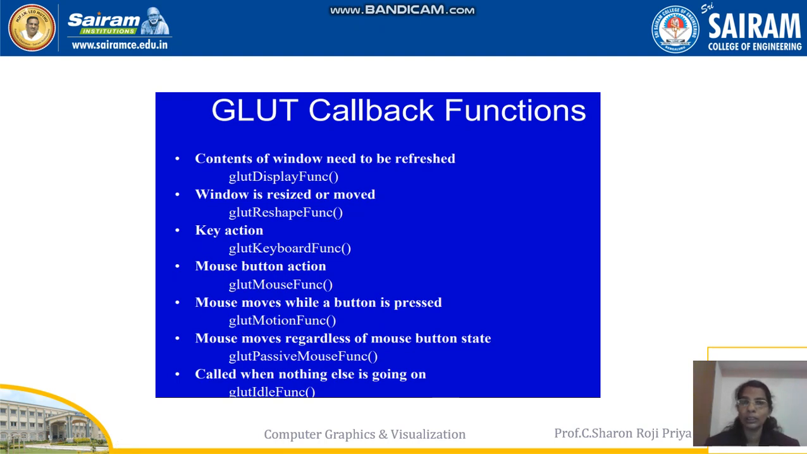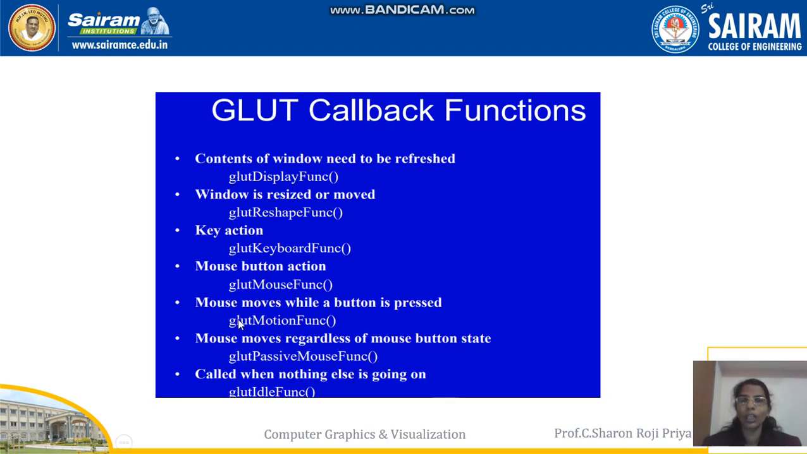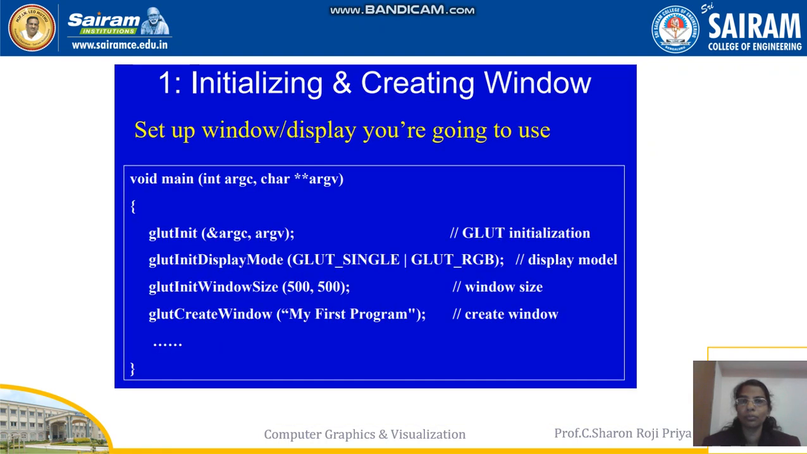So these callback functions are related to events. Whenever I resize my output window, whenever I press any key on my keyboard, whenever I use my mouse button, at that time an event is happening, so the corresponding function will be called automatically. This is all about the skeleton of my OpenGL program. Thank you.